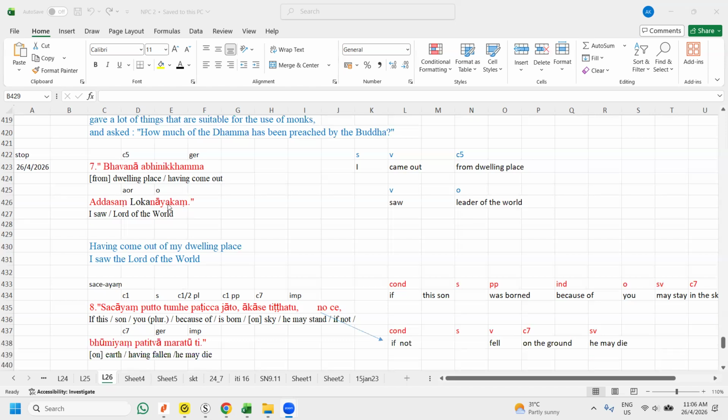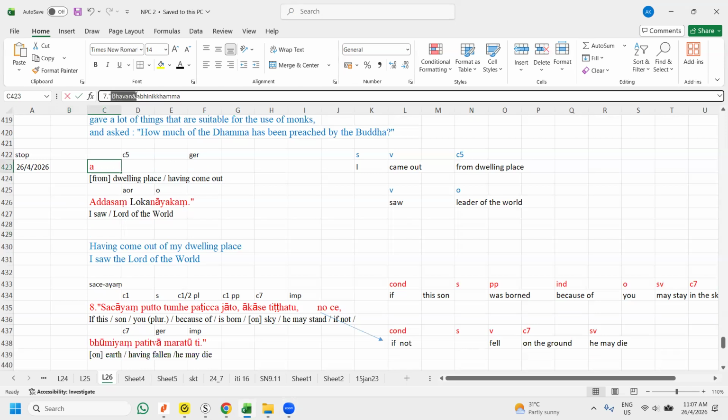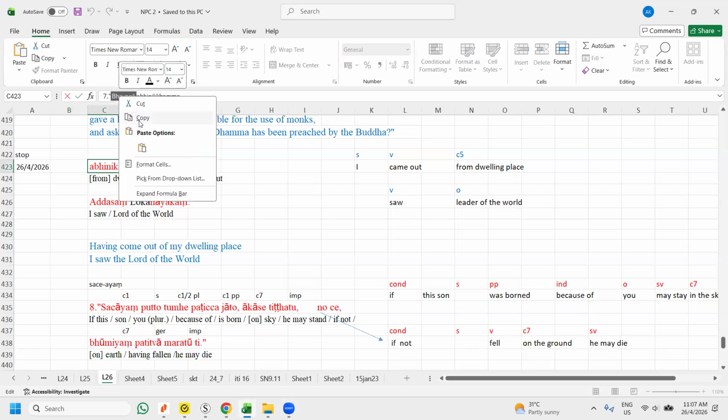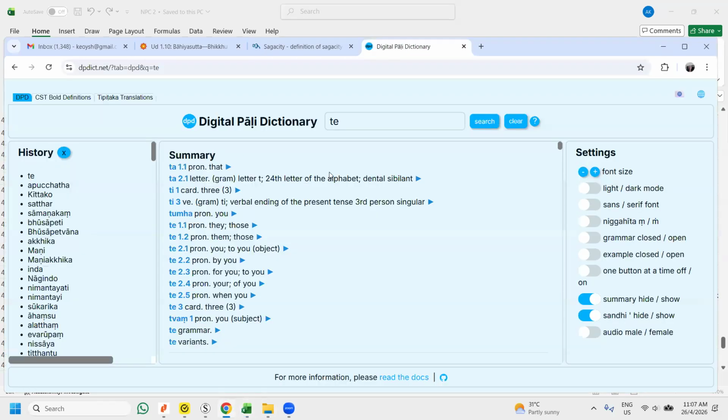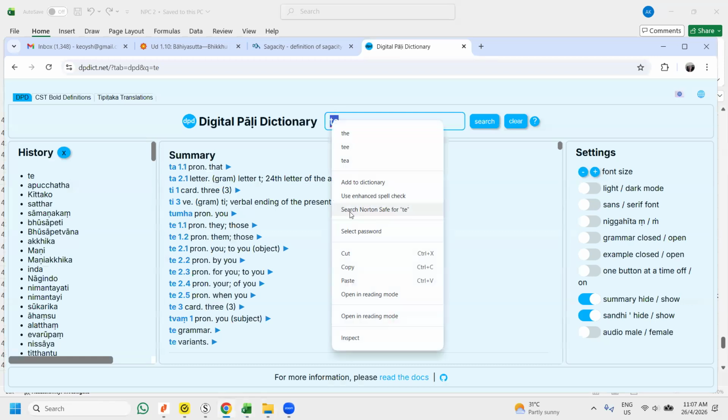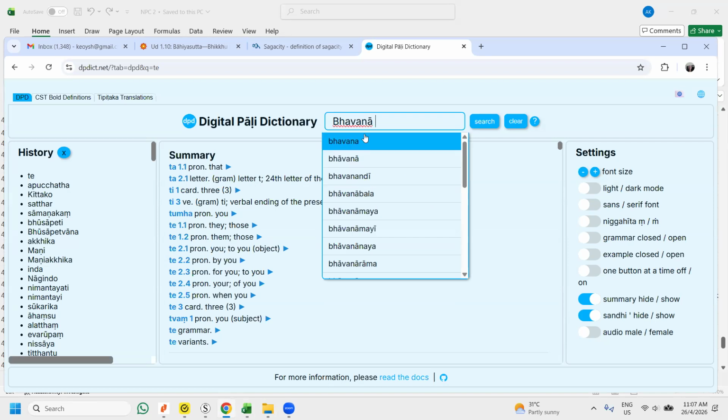So if you look from here, Bhavana. The word Bhavana is technically a long A here. With a long A, you may not be very sure what the word is. So what you need to do is go into your dictionary. You don't have to take from the long A, you take from this one. This is the one, Bhavana.